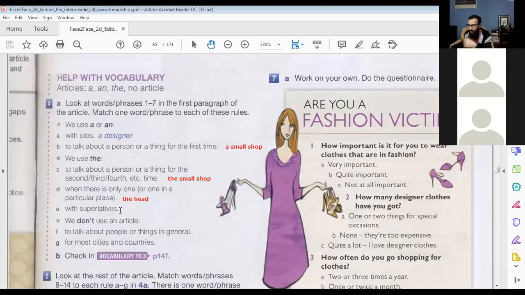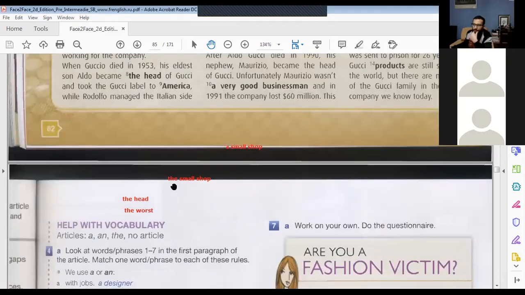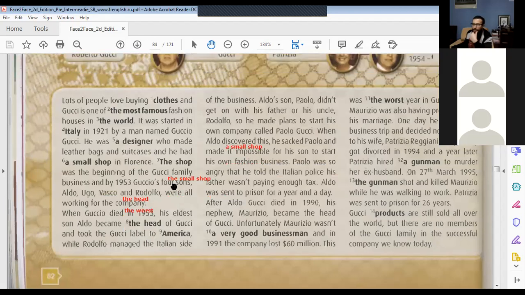Very nice. Now, last group. In this group, we want to look for words that have no article. We don't use the, we don't use a, we don't use an. And we have this in two different situations. One of them is to talk about people or things in general. And the other one is for most cities and countries. So we want to look for something general and we want to look for cities and countries. Let's take a look.